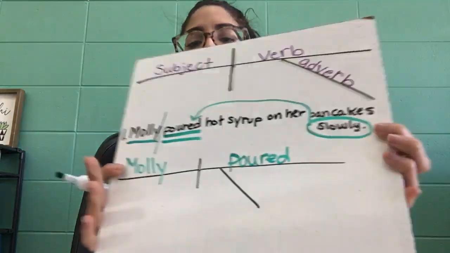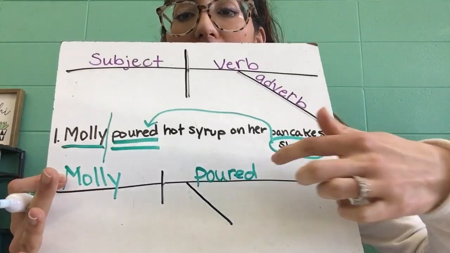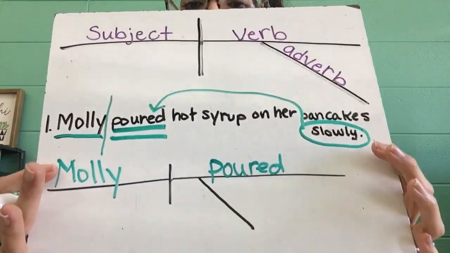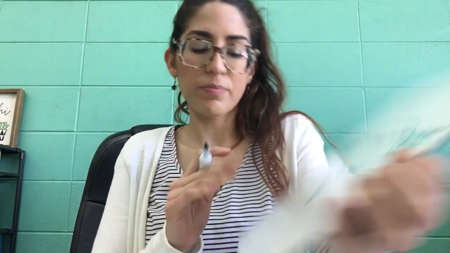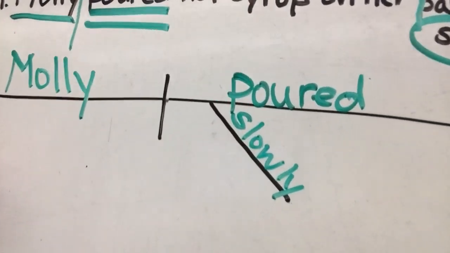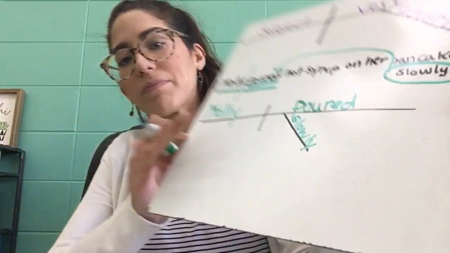Poured, right? Good job. And then what are we going to put down here? That's right, our adverb. Our adverb describes our verb. So what are we going to put there? Good. Slowly. And that's how you diagram the adverbs.